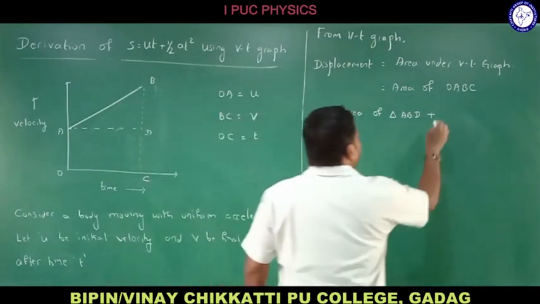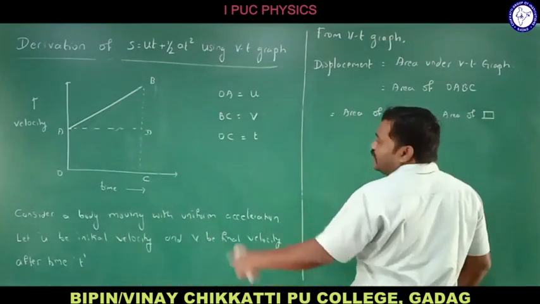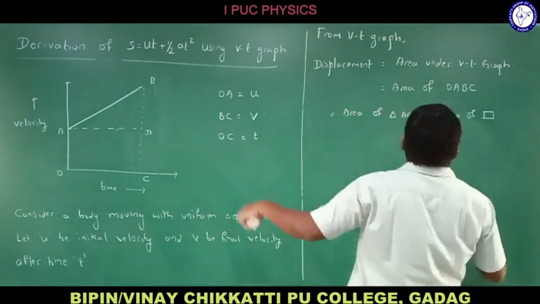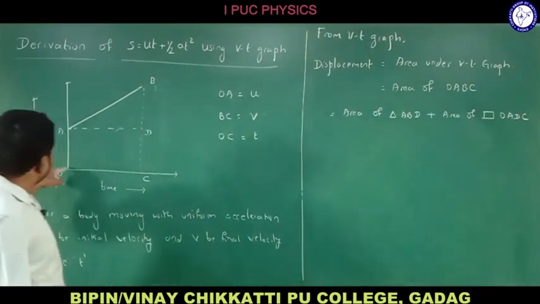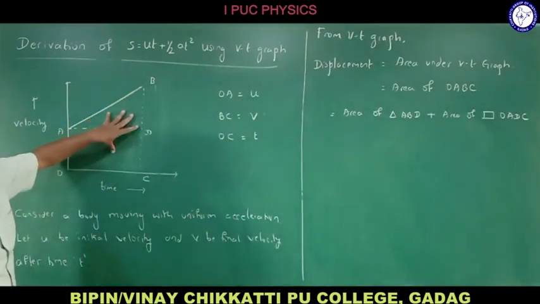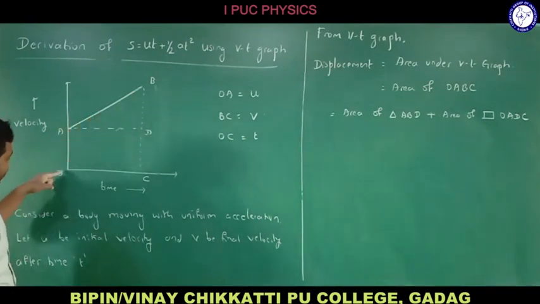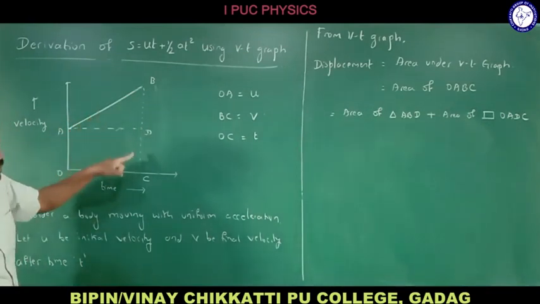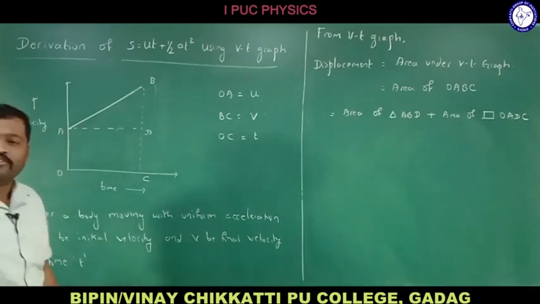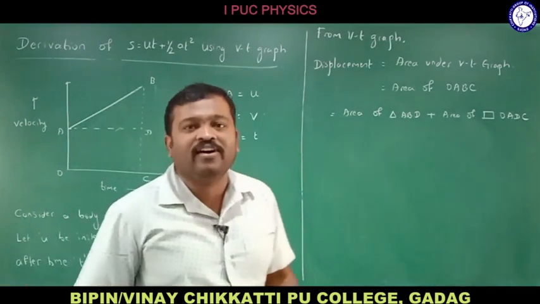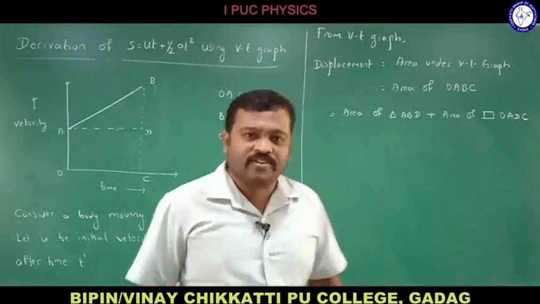So what is that rectangle? OADC. Area of OABC can be divided into two parts. One, area of triangle ABD, and another one, area of rectangle OADC. So these two we will be adding. We know the formula for area of triangle is half into length into breadth. Okay, let me take that.